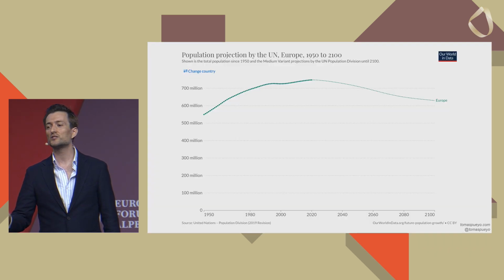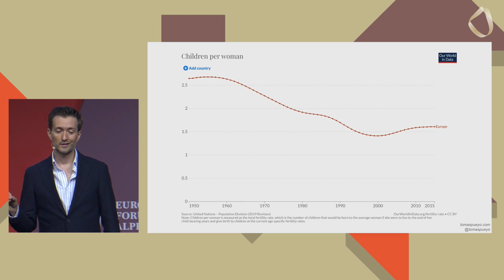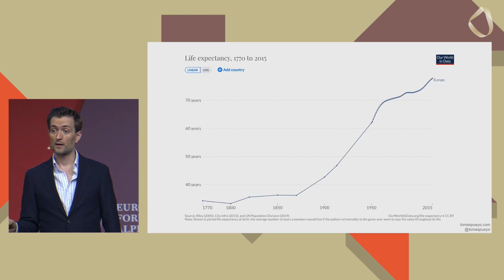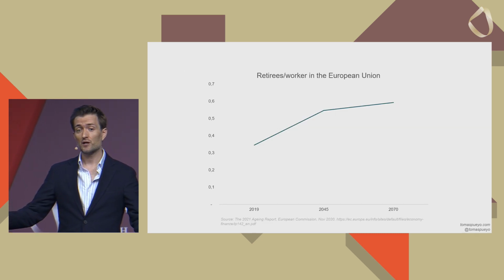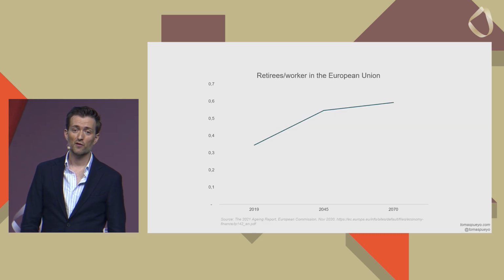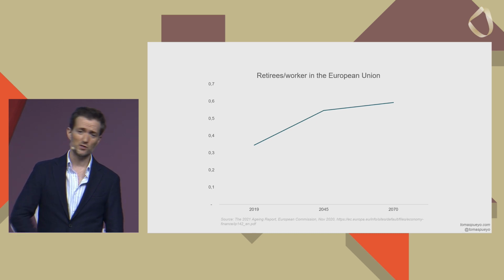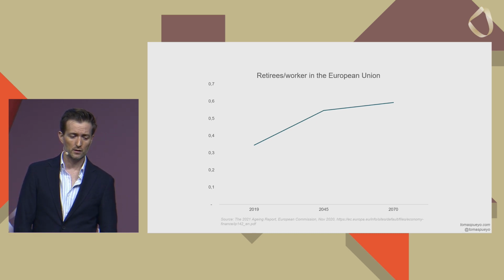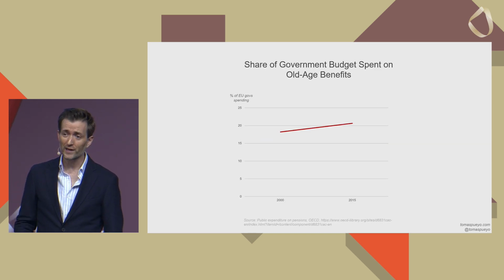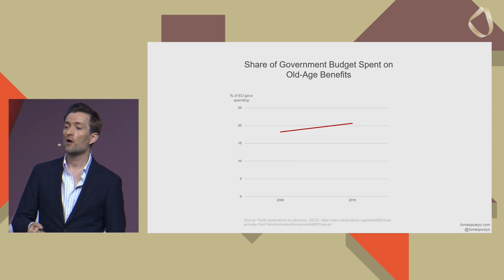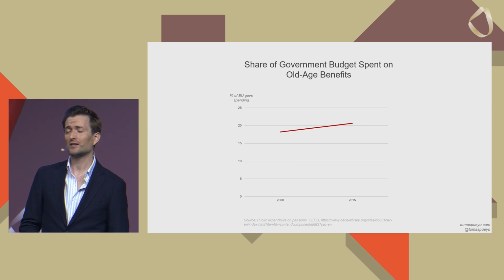The European population is going to peak in 2021. That's because for decades we haven't had kids. And thankfully, life expectancy has been going up. As a result, though, the number of retirees per worker has gone from 0.1 to 0.3 recently, and it's going to go to 0.6 in the next few decades. And that's at a moment where already 20% of government budgets in the United States, in Europe, 20% is dedicated to retirements.